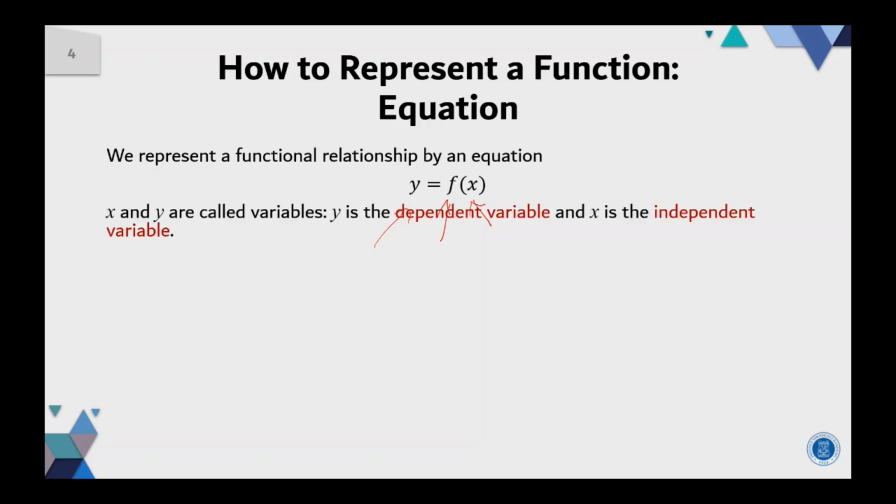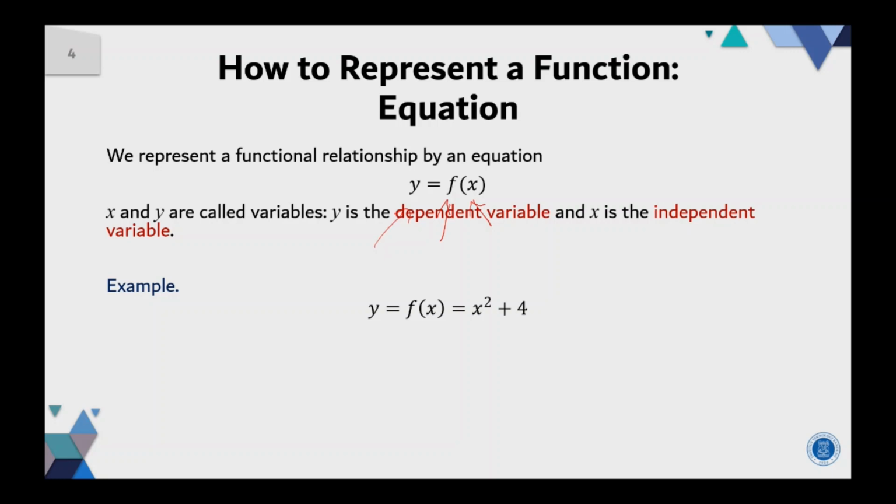Here, x and y are called variables. x is the independent variable because it's the element of the domain, and y is the dependent variable. Why is it the dependent variable? Because the value of y is dependent on the value of x.